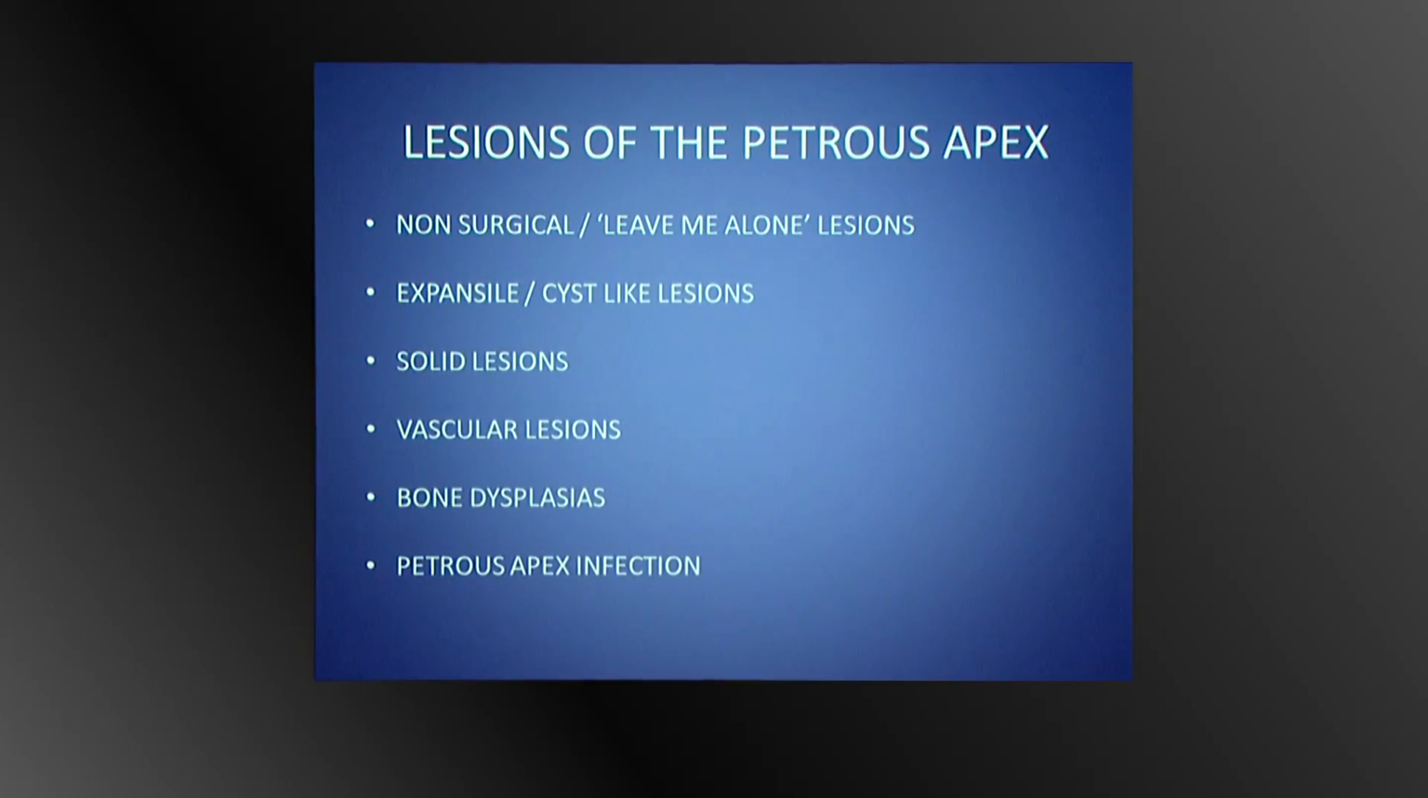The rest are discovered incidentally, and we're trying to give a differential. Infection is basically, we think there's apical infection, let's prove it. So, which brings us back to two points.